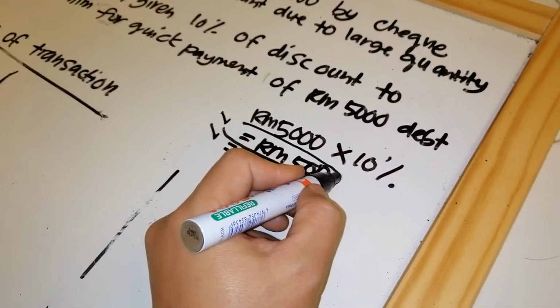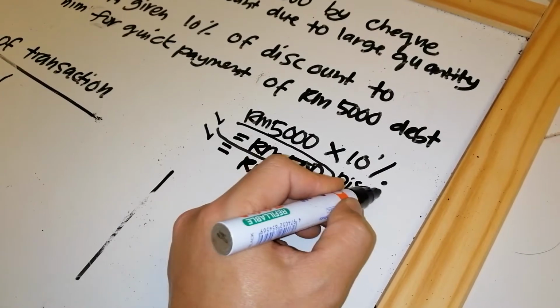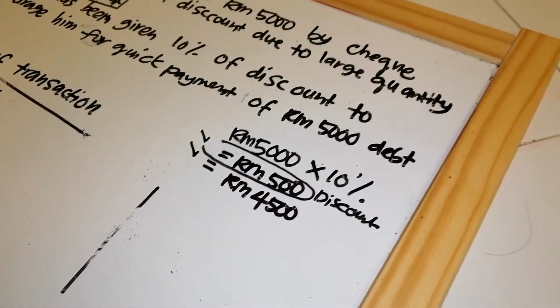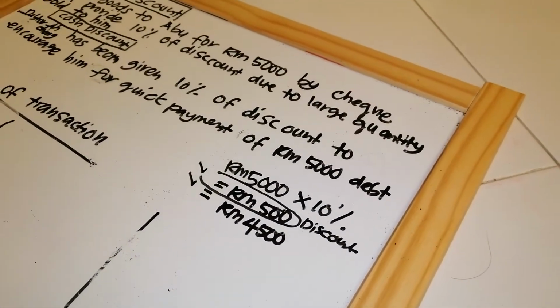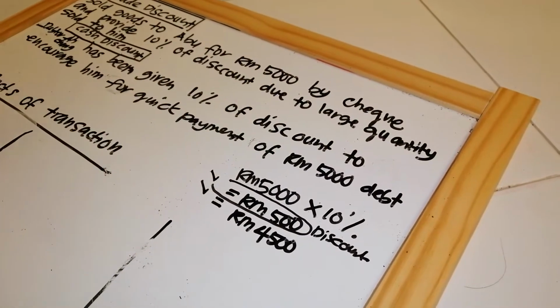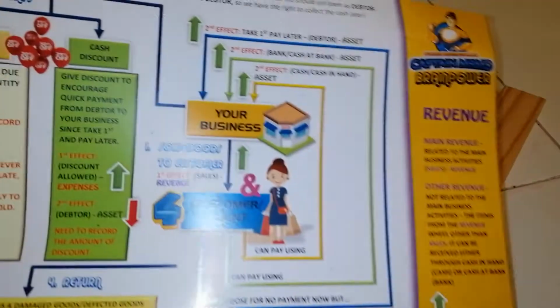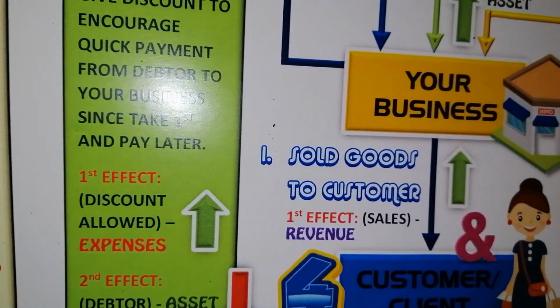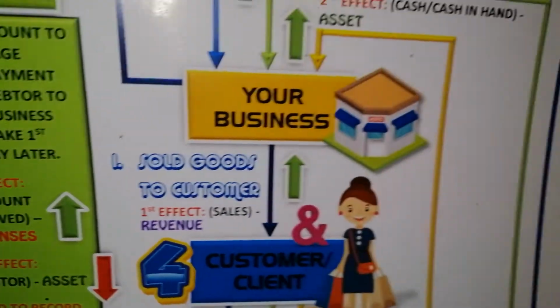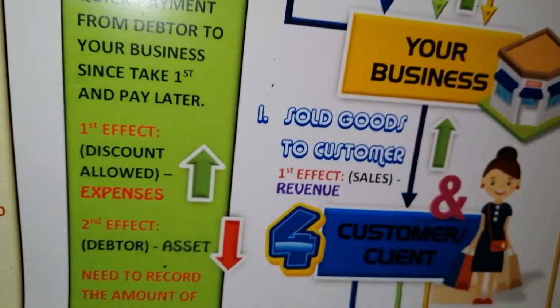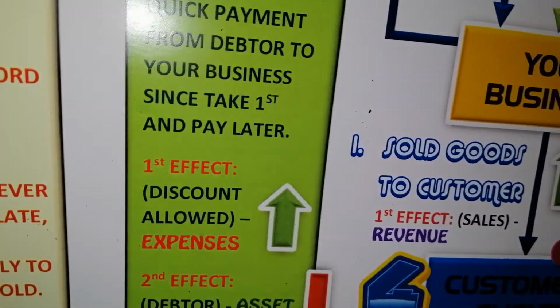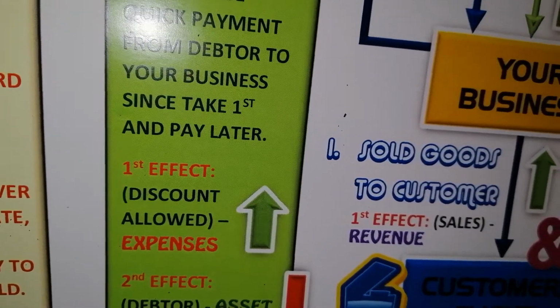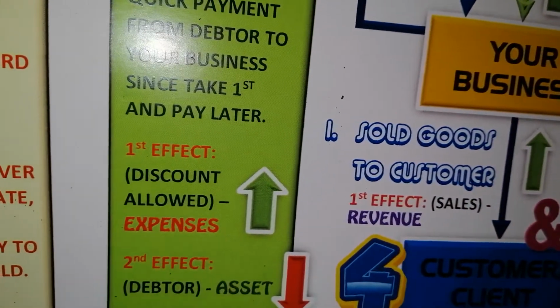Okay, this is a discount. What is the term here? You can check from the circle. Who provides the discount? Business. So we call it discount allowed. So the first effect, when your business provides discount to the debtor for quick payment, is discount allowed. Who allowed the discount? Business. That's why we call it discount allowed.